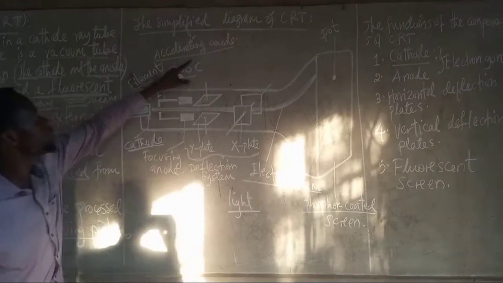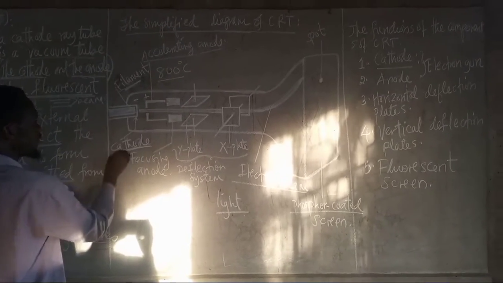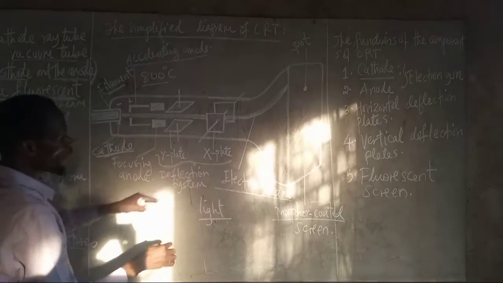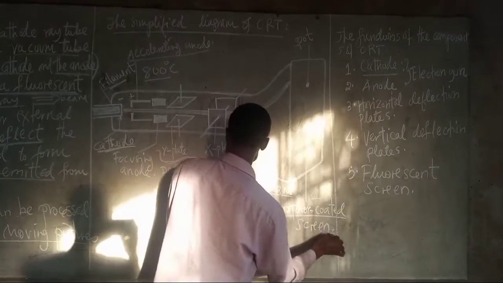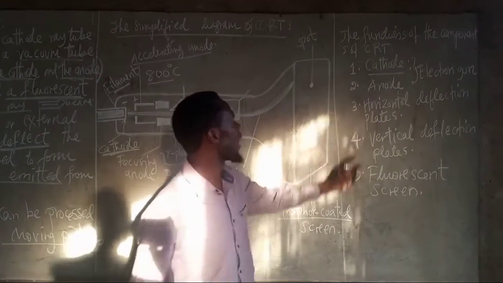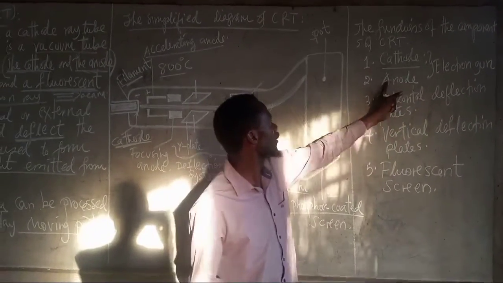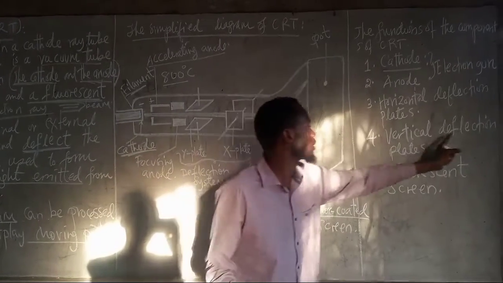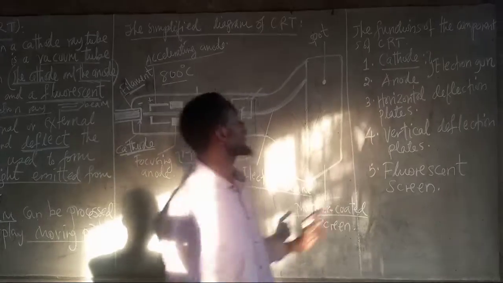Ambapo hii hapa ni simple diagram of CRT, ambapo inakuwa na filaments ambao ni cathode, halafu inakuwa na y plate na x plate, halafu inakuwepo na electron beam, inakuwepo na phosphor coated fluorescent screen, halafu na vitu vingine. Ambapo sasa hapa tuanze kuangalia moja baada ya nyingine. Nini kazi ya cathode, nini kazi ya anode, nini kazi ya horizontal diffraction plates, na nini kazi ya vertical diffraction plates, na nini kazi ya fluorescent screen. Kwa ngoja tuangalie moja baada.